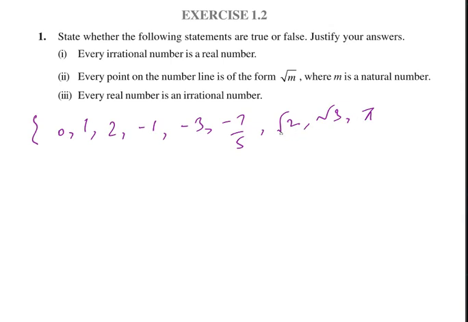So this is a collection of real numbers: 0, natural numbers, integers, rational numbers and irrational numbers. All these are a collection of real numbers. In this real number collection we need to identify which are irrational numbers. So irrational numbers are here. Irrational numbers are also in the collection of real numbers. So we can say every irrational number is a real number. So this is true.